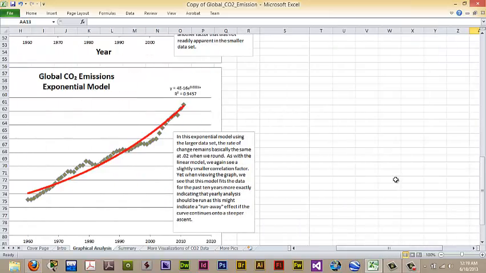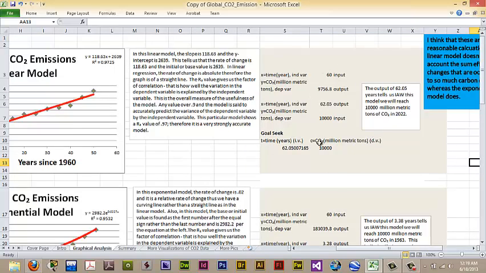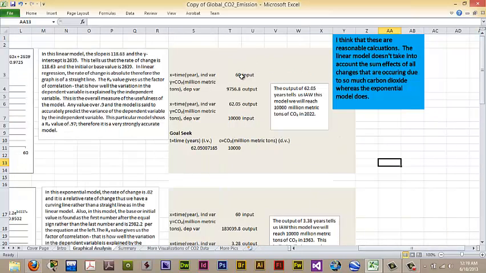Now, going on to testing our models, I put in 60 as the year, a year after 1960, and it looks like we will have in 2022, according to the linear regression model, 9,756.8 million metric tons of CO2 in the atmosphere.